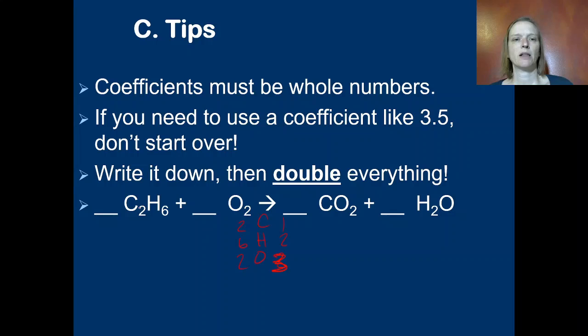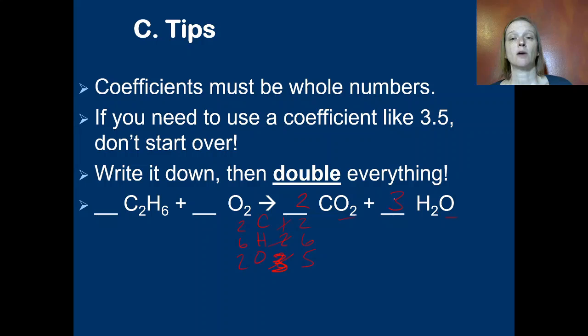Then I start balancing. Okay, I need 2 carbons. Remember, I'm going to leave oxygen for last because oxygen appears twice on the right side of the equation. 2 carbon dioxides. I've got 2 of those, and I've got 2 times 2 is 4, plus this extra is 5. I want to balance the hydrogens now. So 6 hydrogens, so I need to write a 3 here because 3 times 2 is 6.